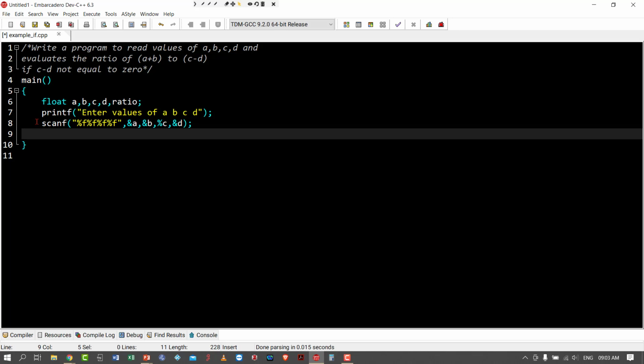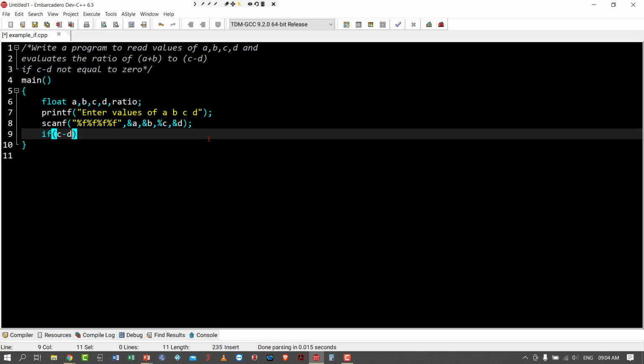So after this line, A will contain some value, B will contain some value, C will contain some value, and D will contain some value. Then we have to make the decision. What's the decision we have to make? If C minus D is not equal to 0. So I have to use an if statement. Within brackets, I have to write C minus D.